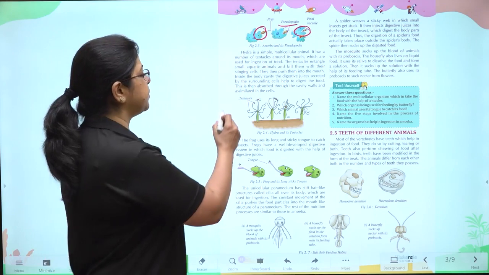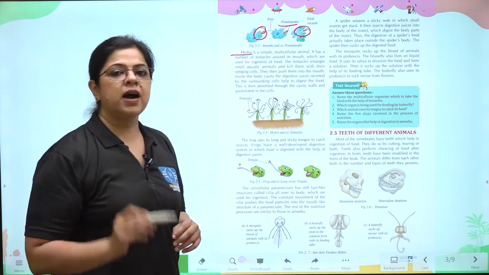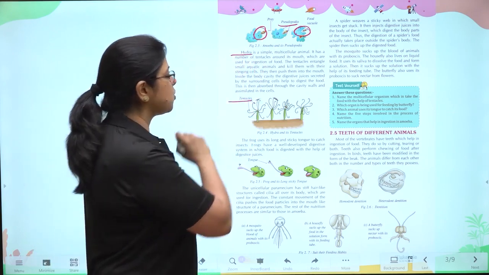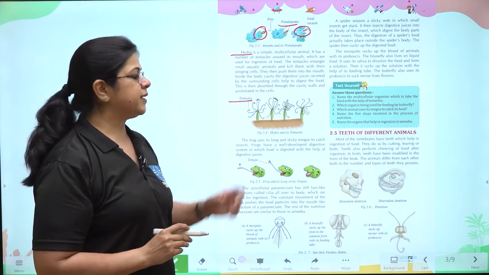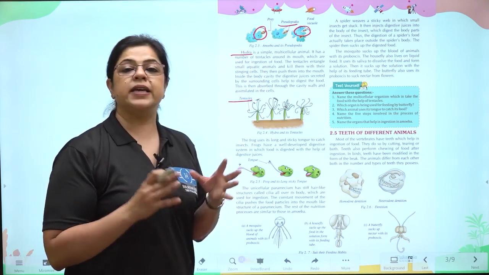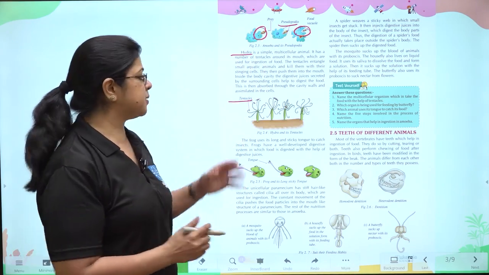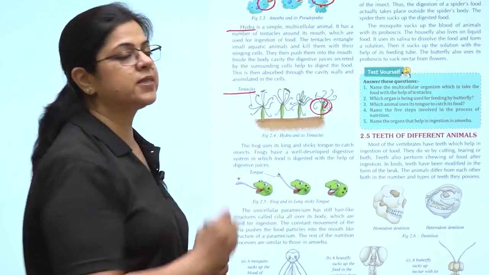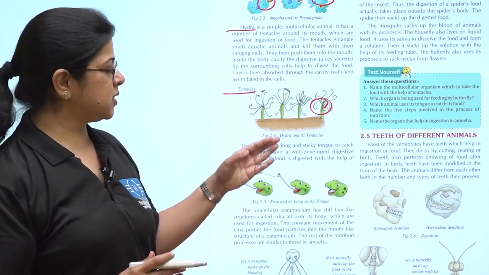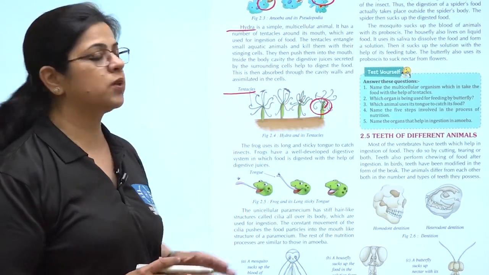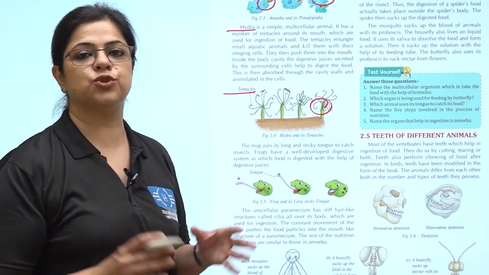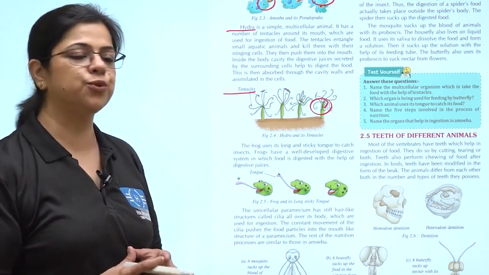The next example is hydra. A hydra has got tentacles on its top. These tentacles catch the prey, give out a sticky fluid that kills the prey, and they simply ingest it through their mouth. The digestive juices later on act on the ingested food and break it into soluble, absorbable nutrients.